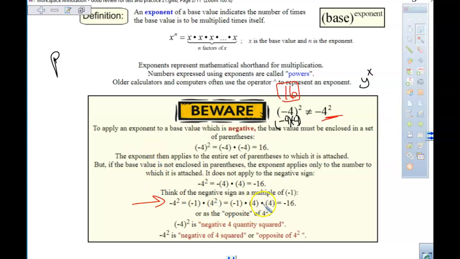Negative 1 times 4 times 4, this one is equal to a negative 16. That's why they say they are not equal. 16 and negative 16 are not the same. So you need to be very careful.